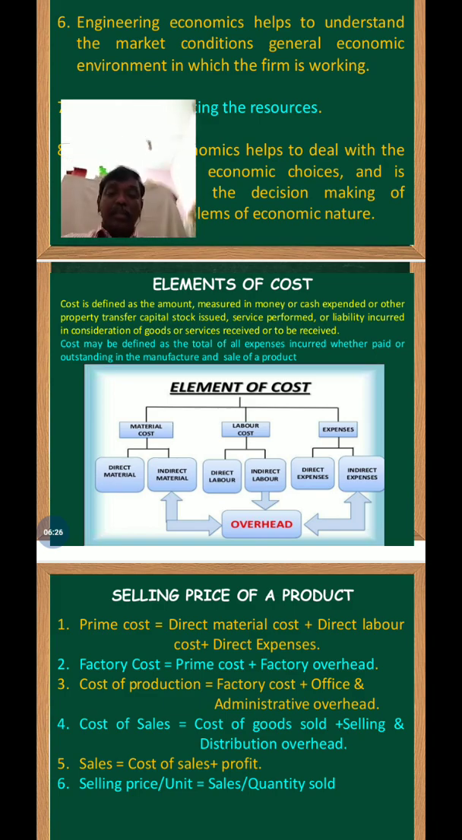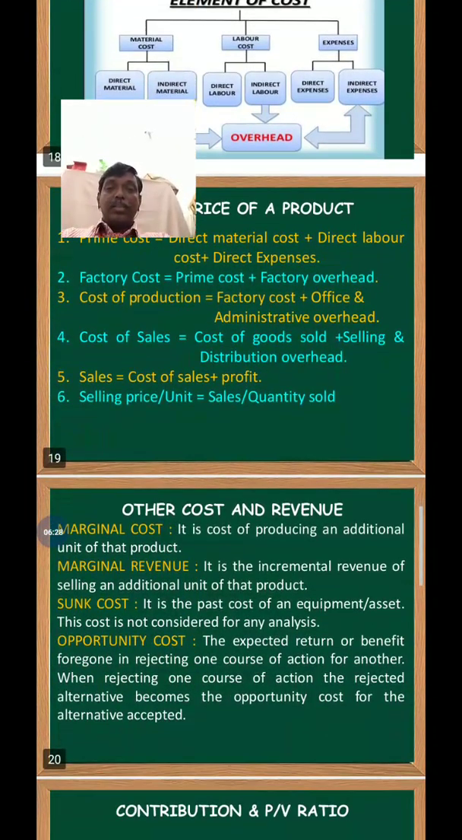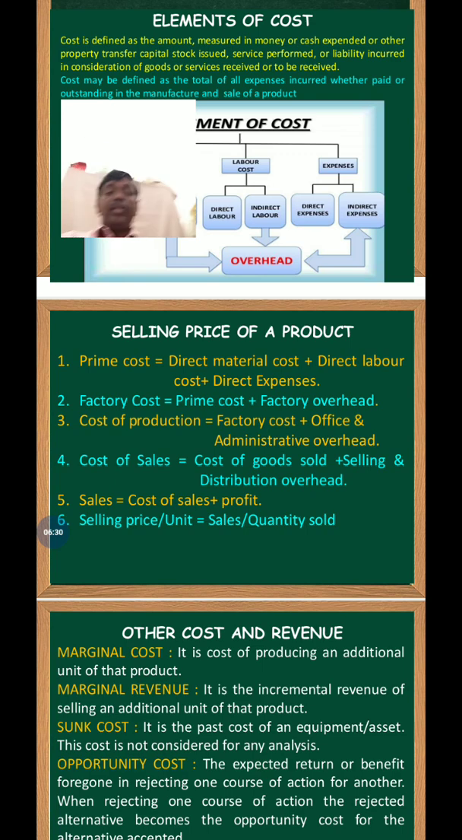And then next is the selling price of a product. How do we arrive at the selling price of a product? The selling price of a product includes prime cost, factory cost, cost of production, and cost of sales. Okay. And then the selling price; we calculate the selling price per unit.